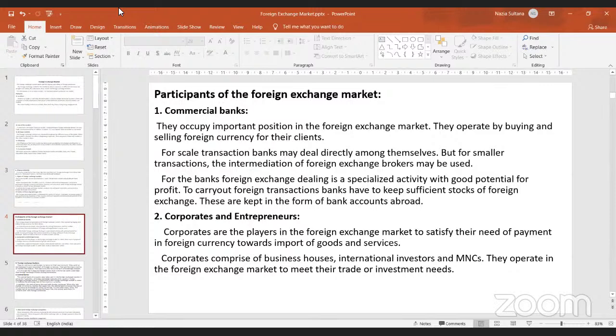In case your company has a presence in the international market, how do you go about making or settling payments in the international scenario? These entrepreneurs and corporate houses may operate in foreign exchange so that they can meet their needs related to raising money, that is investment capital needs, or needs related to simple daily trading, buying and selling, import and export. For that also they may require foreign exchange. So you would have corporates and entrepreneurs.